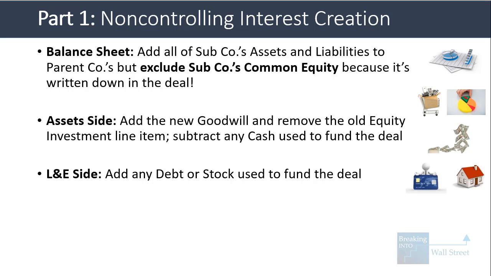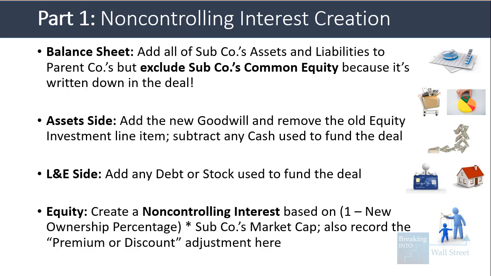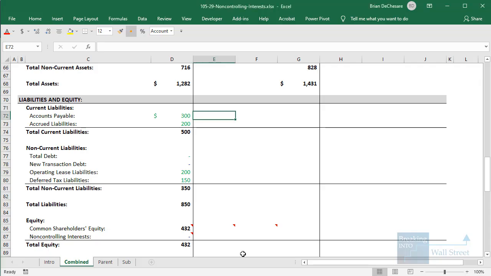Let's now go to the liabilities and equity side. We need to add together all of Subco's liabilities. We also need to add any debt or stock used to fund the deal. And we will create a non-controlling interest based on the percent they don't own times Subco's market cap as of this time. We'll also record the premium or discount adjustment here within common shareholders' equity so that the balance sheet balances properly. Now on this side, it's the opposite.